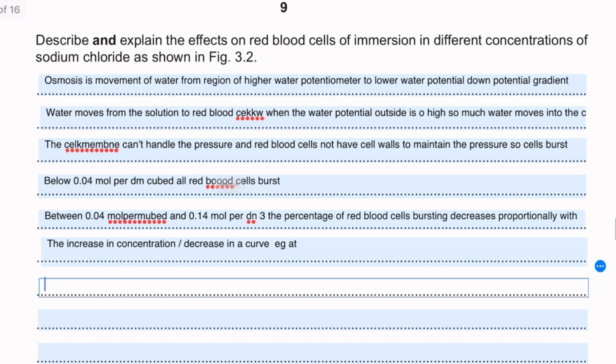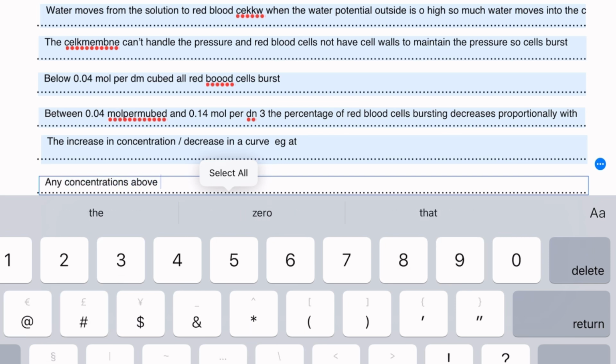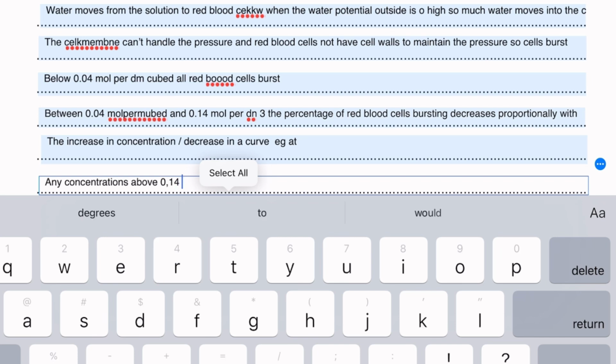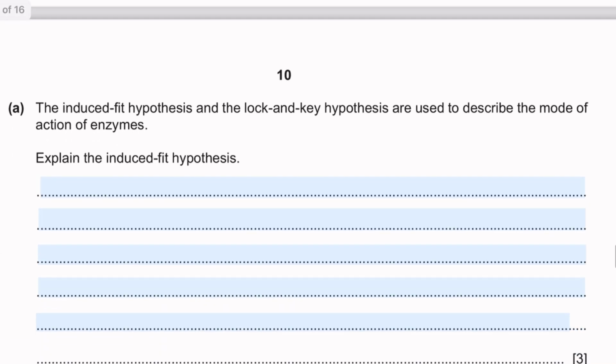Lastly, at any concentrations above 0.14 mole per decimeter cubed, red blood cells don't burst. Okay, and that's it for this question. Moving on. Question number 4. The induced fit hypothesis and lock and key hypotheses are used to describe the mode of action of enzymes.